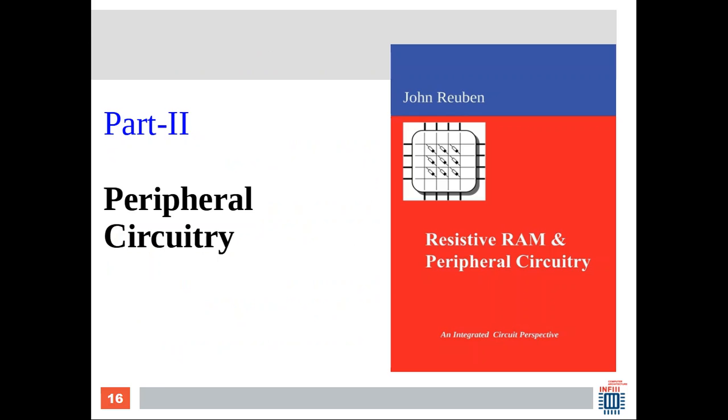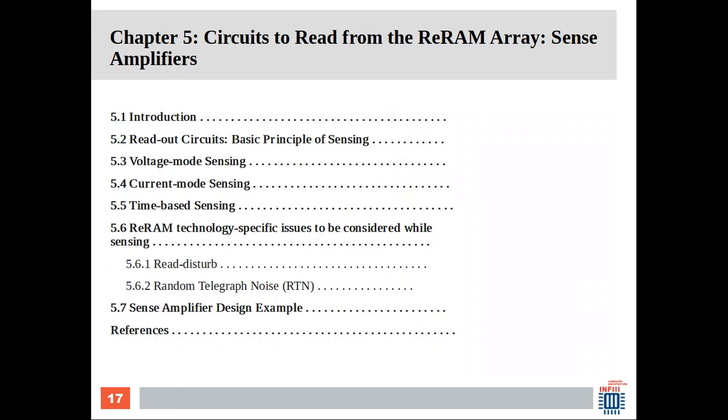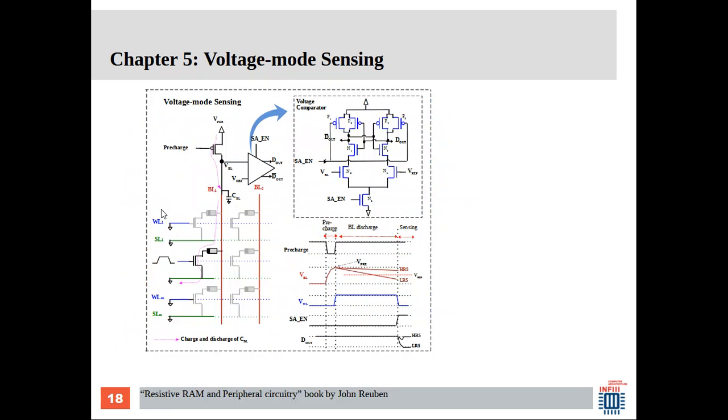And in part two, we are really going into the peripheral circuitry. So I start with the circuits to read from the array. I talk about general principles of sensing and these three modes: voltage mode, current mode, and time based. When I talk about each of them, I talk about each of them in detail like this. So how do you connect your sense amplifier to the memory array? What is the internal structure of the sense amplifier? What is the sensing process?